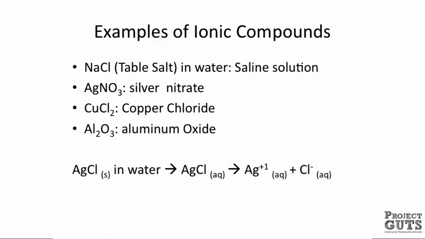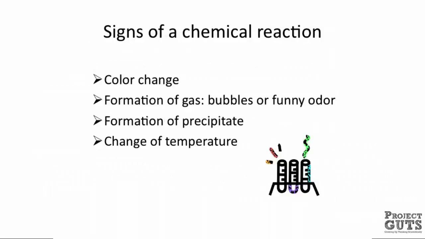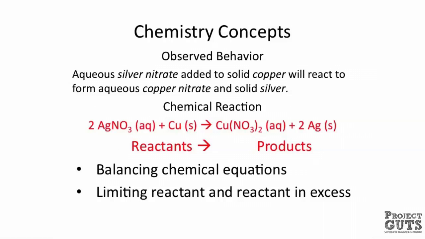You can expand the discussion into different examples of ionic compounds. What are the signs of a chemical reaction? How the observed behavior of a chemical reaction translates into a chemical equation.